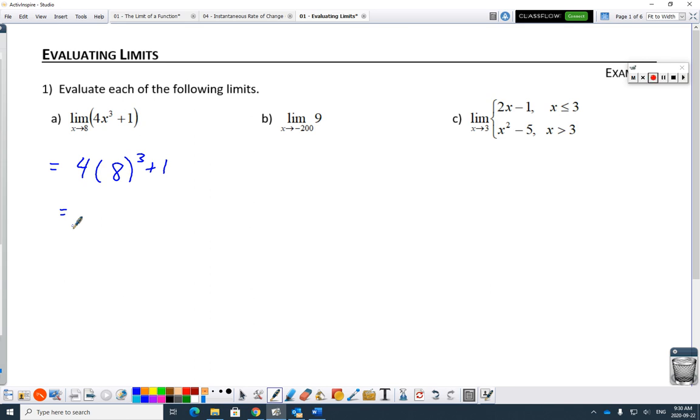8 cubed, 64, 512, times 4, 2049. Someone got a calculator there to double check?